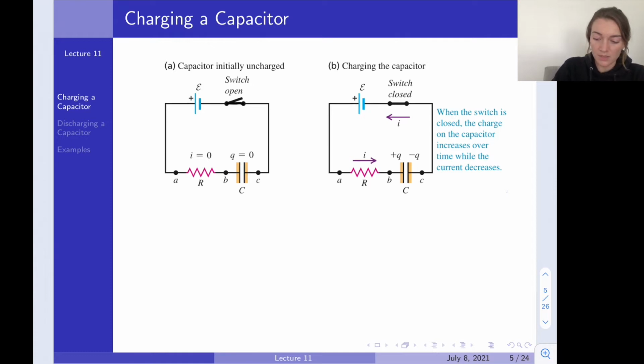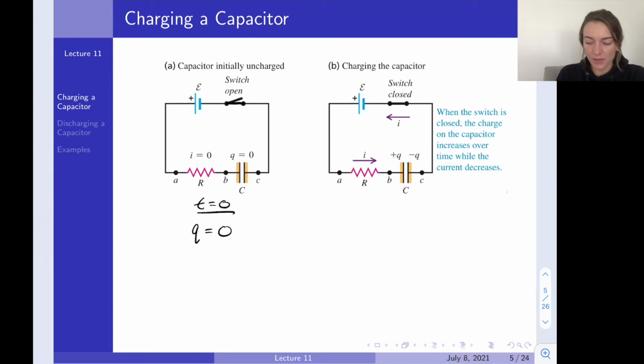So we're going to close this, and we're going to call that t equals 0. The instant that we close that switch, that's t equals 0. Right when we close the switch, current can now begin to flow because it's a closed circuit, and current will immediately begin to flow. So at t equals 0, our capacitor is still not charged. Current is flowing now, but it only just started flowing, so no charge has built up on this capacitor yet. So our capacitor is still at Q equals 0.